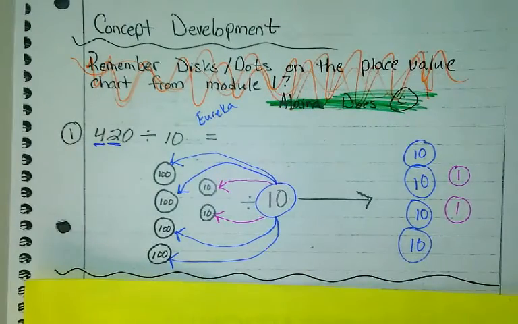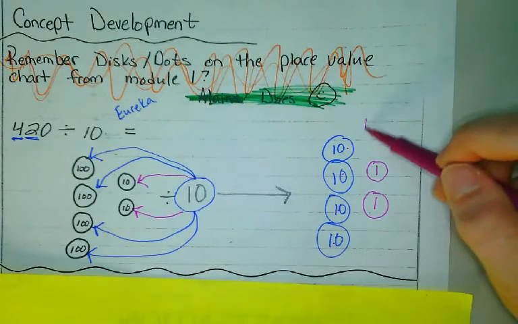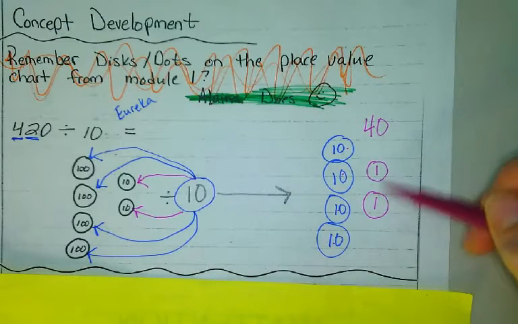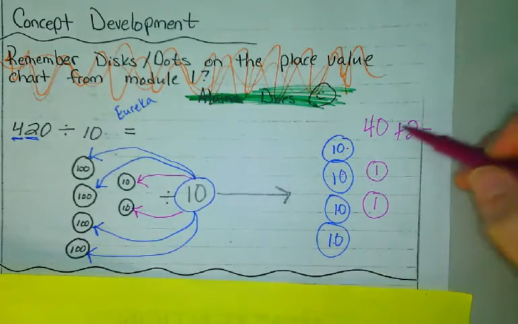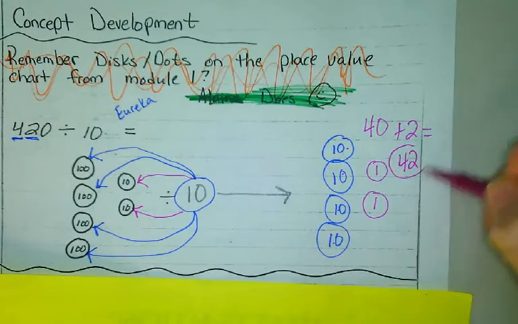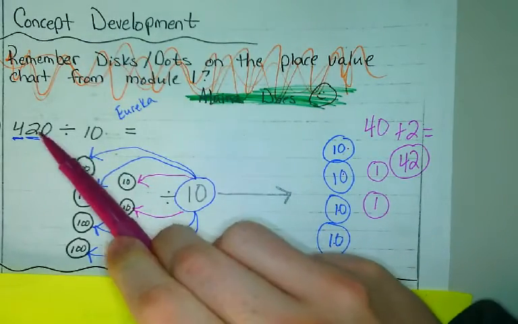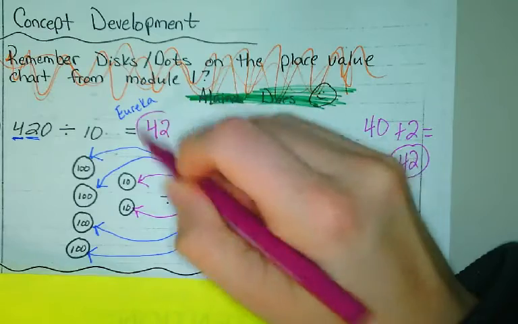Well, how many do I have left? Let's check it out. I have 10, 20, 30, 40. I have 4 groups of 10, so I know I have 40. And then I have 2 groups of 1, plus 2. Well, my quotient, or my answer to this division problem, is 40 plus 2, which is just 42. So over here, my quotient of 420 divided by 10 is just 42.